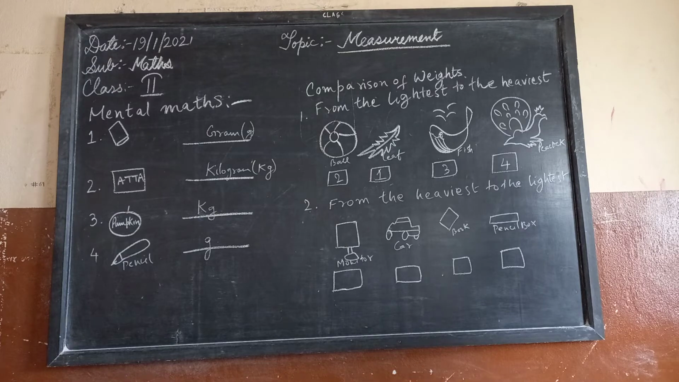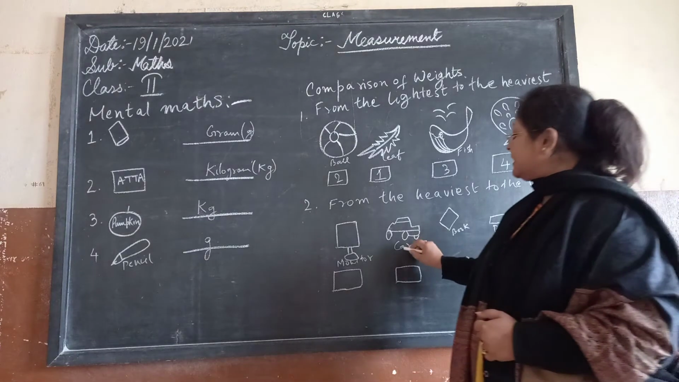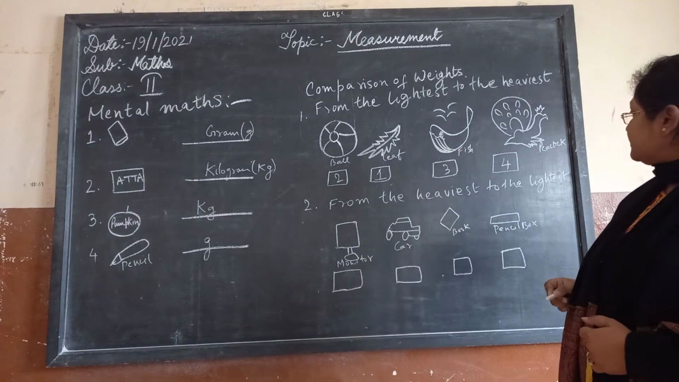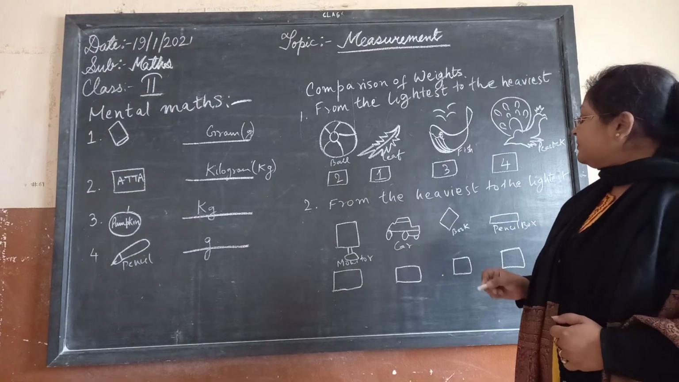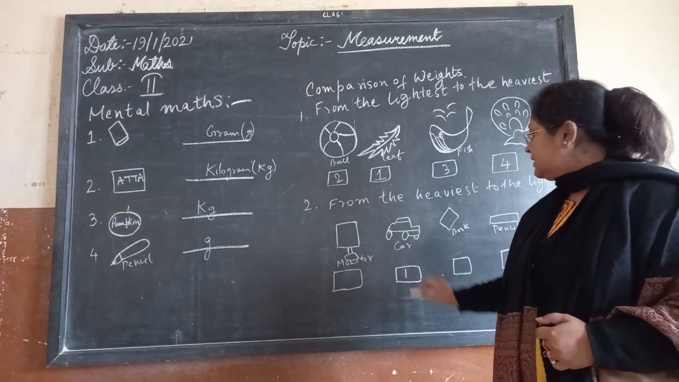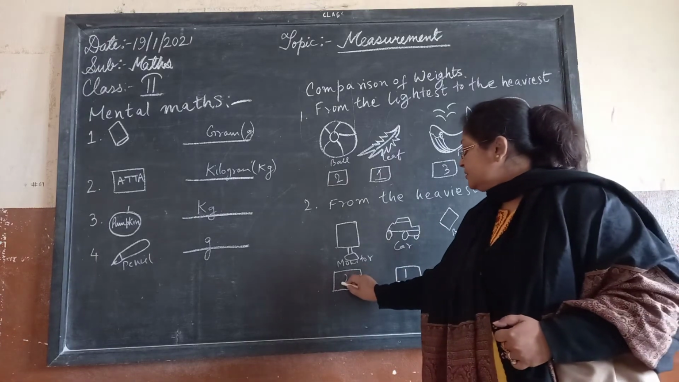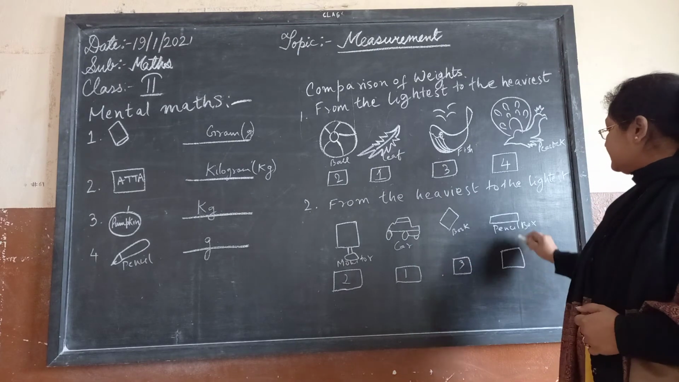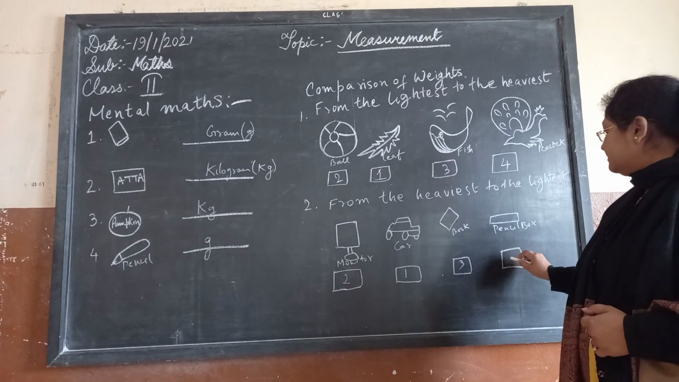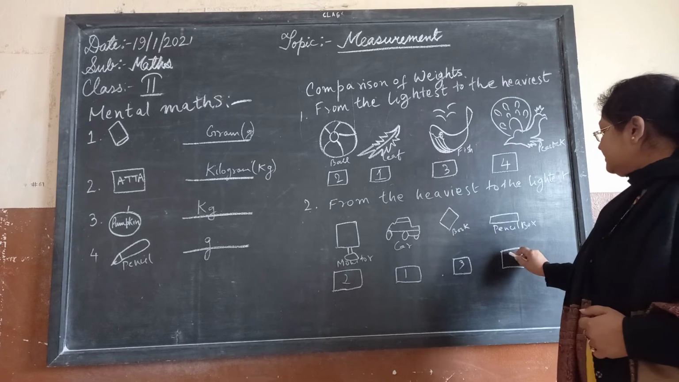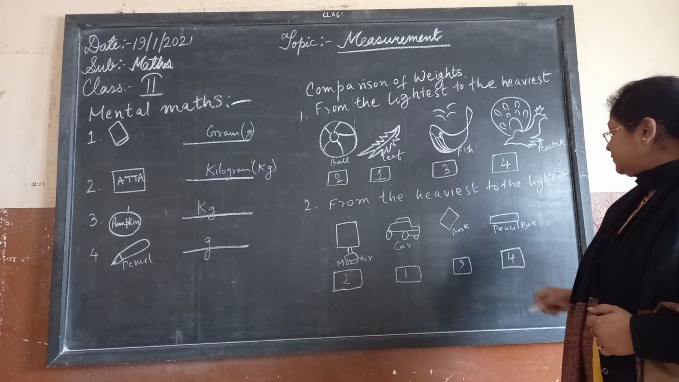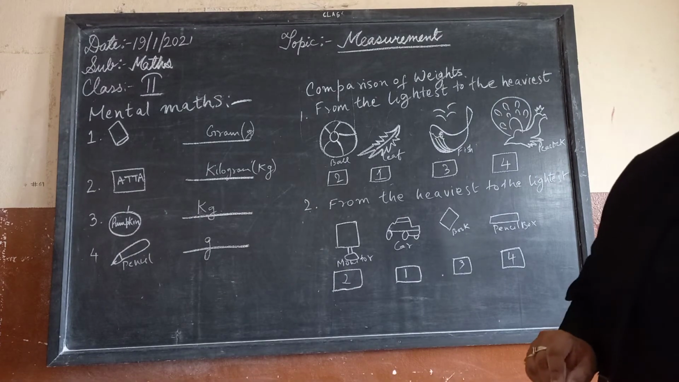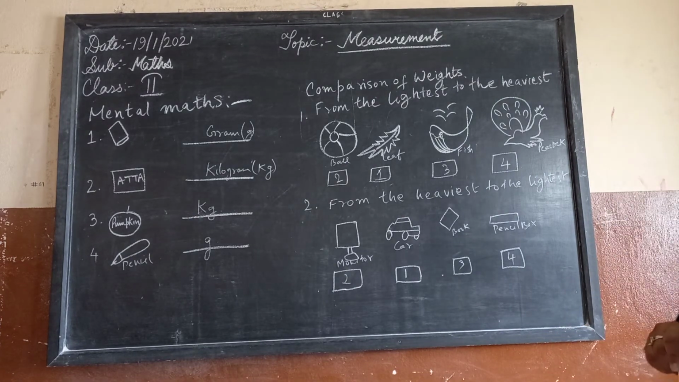From the heavier to the lighter. Heavier to the lighter means this is a card, this is a monitor, this is a book, and this is the pencil box. Which one is heavier? From the heavier to the lighter, card is the heavier. Then what we have? Monitor. Okay. Third we will have book. Okay. And last we will have the pencil box. Pencil box will be the fourth one. Okay. So this is how we are able to do these things.